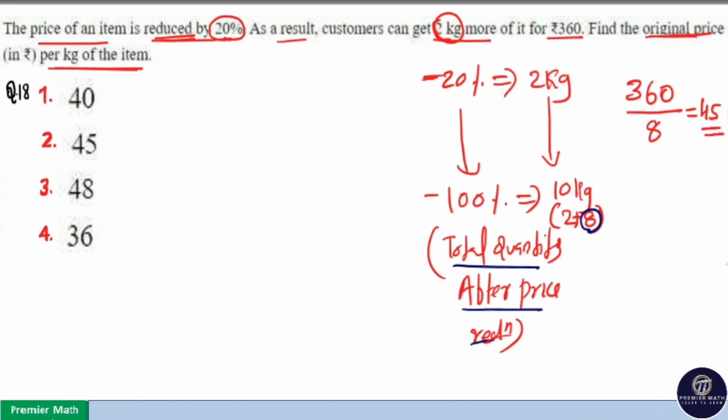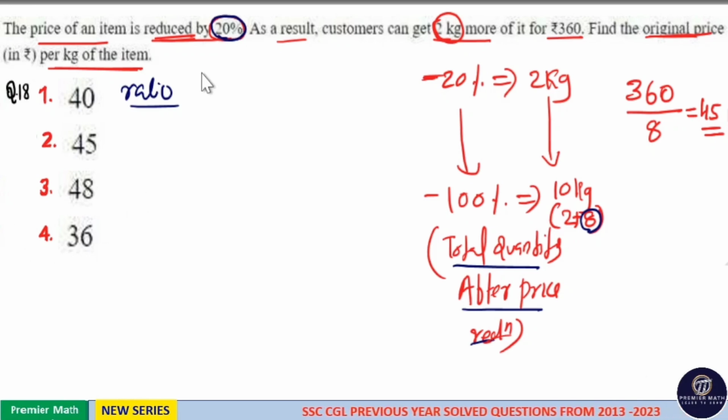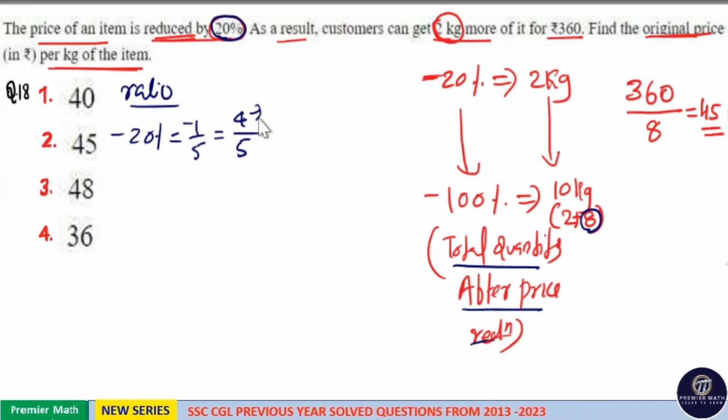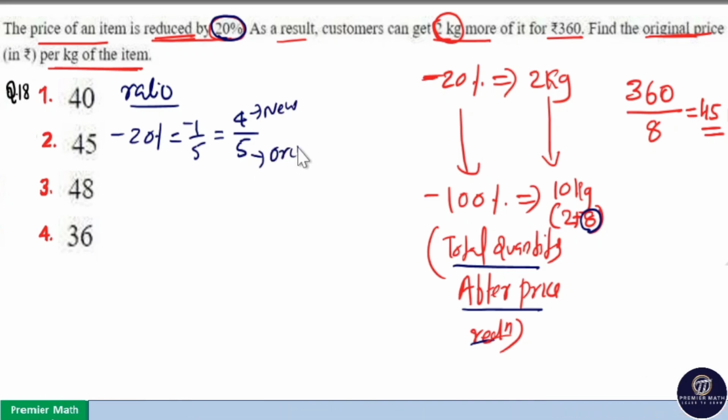We have a different method as well, that is the ratio method. Now we have 20% reduction. 20% means 1 by 5. Reduction means minus 1 by 5. Minus 1 by 5 means if 5 parts is the original price, then 5 minus 1, 4 parts is the new price. So 4 parts is new price and 5 parts is original price.